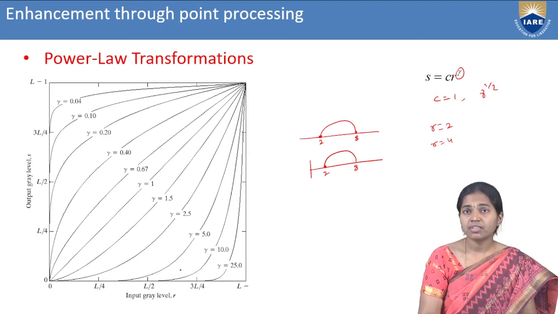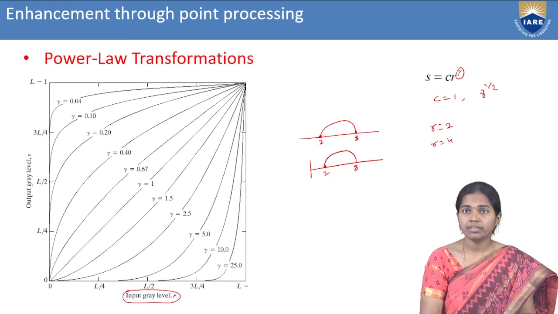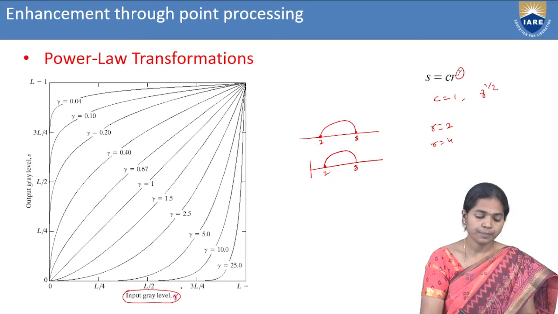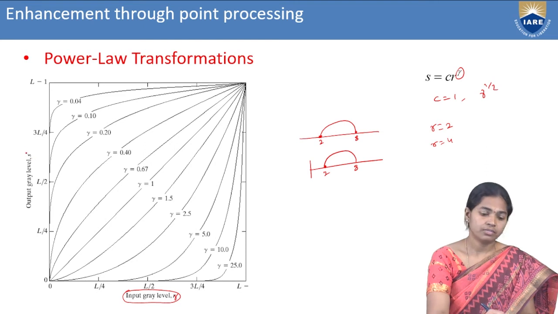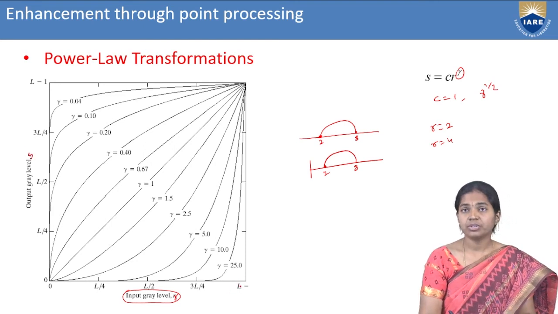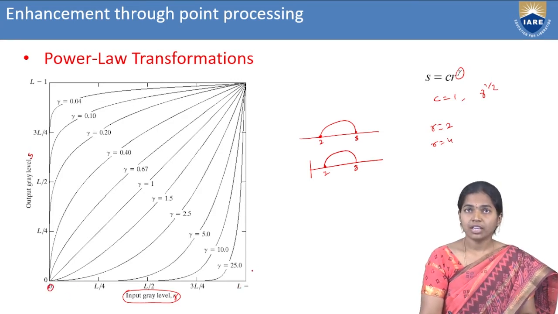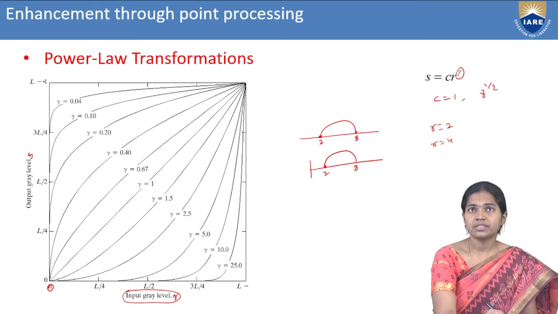transformation. In this power law transformation, the input gray level we represent with R, and the output gray level we represent with S. Here the minimum gray level value is 0. 0 means minimum gray level value, and the maximum gray level value is L minus 1.